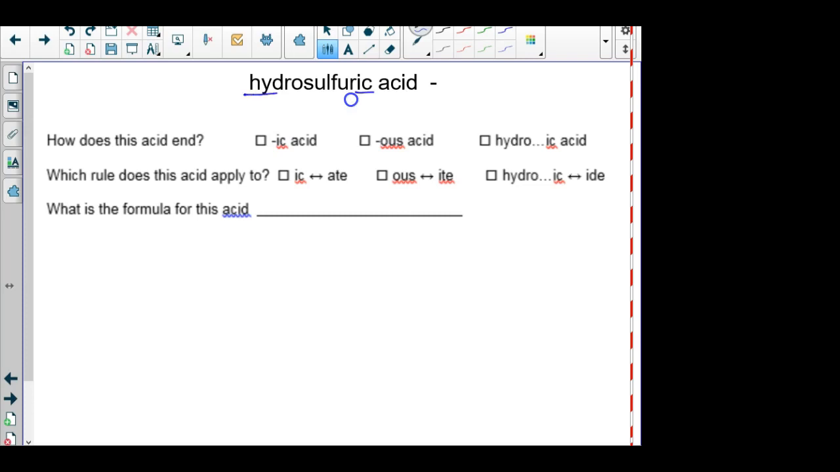This is an ic, but it's a hydroic. So not this one. It's this one. So it comes from sulfide. Sulfide is S2-, so H2S is your formula because it's 2-, so it gets 2 hydrogens in the front.